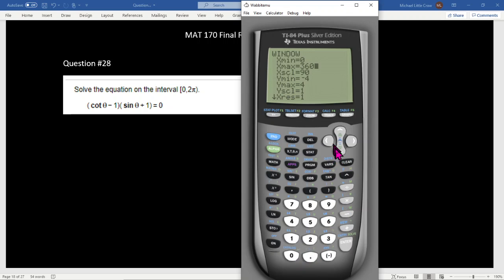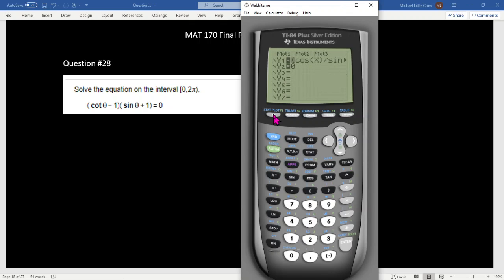Just need to find where the intersections are. The X scale is, so every 90 degrees, that's where you'll see a little tick mark. We're going from negative 4 to 4. That's fine. That's the Y values. I'll go ahead and go to the graph. We get our first intersection there. Our second intersection there.